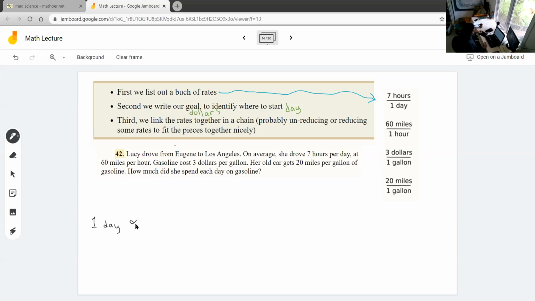And 1 day goes with 7 hours. It's the only rate here that has a day in it. So I have to use that one. And you only use each of these once. So once we've used it, we can cross it out.